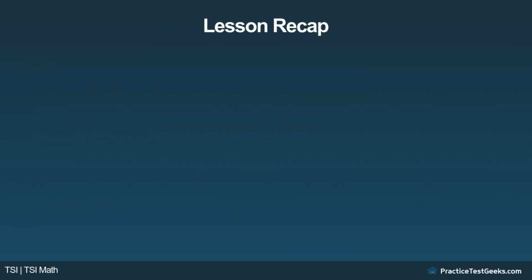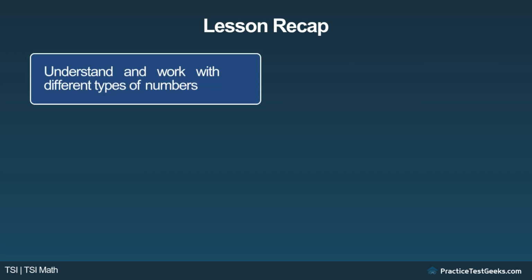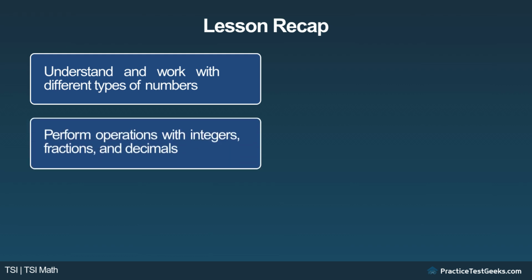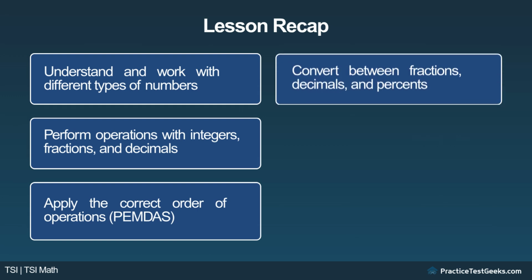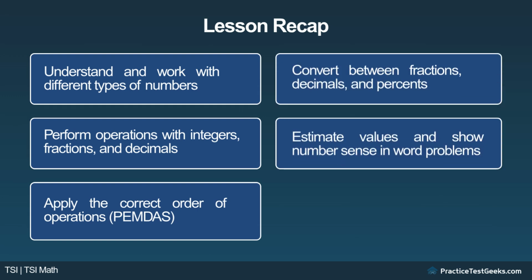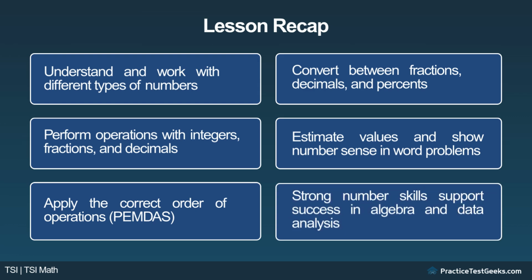Let's wrap up with a quick recap. Understanding numbers and how to operate with them is the foundation of all math tested on the TSI. This includes identifying different types of numbers, performing operations with integers, fractions, and decimals, and applying the correct order of operations, PEMDAS. You'll also need to convert between fractions, decimals, and percents, estimate values, and demonstrate number sense in word problems. Strong skills in this area will help you tackle more complex topics like algebra and data analysis with confidence.